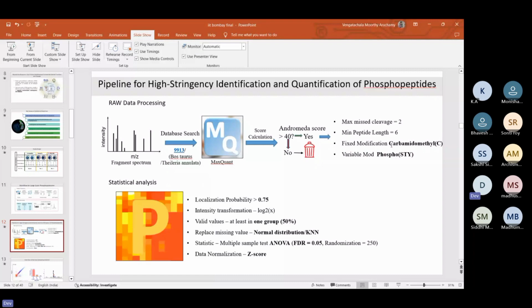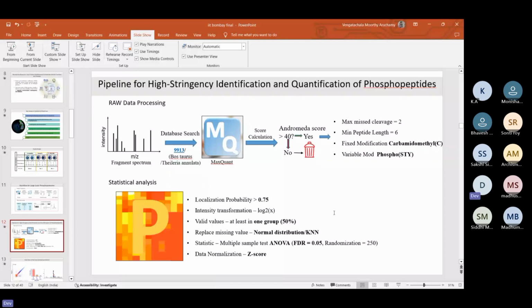Now coming to the statistical analysis. We have followed a very stringent statistical analysis where we have only kept the phosphosites which have a high localization probability of more than or equal to 0.75. Then we did the intensity transformation using log2(x), and we kept the valid values in at least one group. As phosphorylation can be a binary process, it can be present or absent, or the expression may vary in a gradient. So we have kept this particular parameter at least in one group.